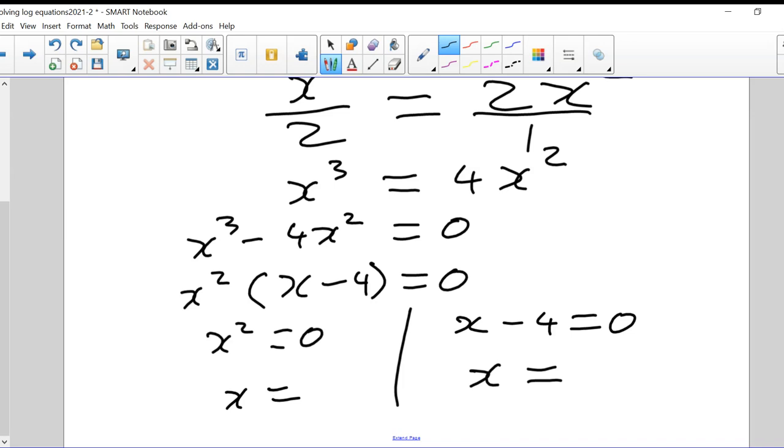X on the left, good, is 0. X on the right is 4. So there are two solutions to this. But are they both valid?